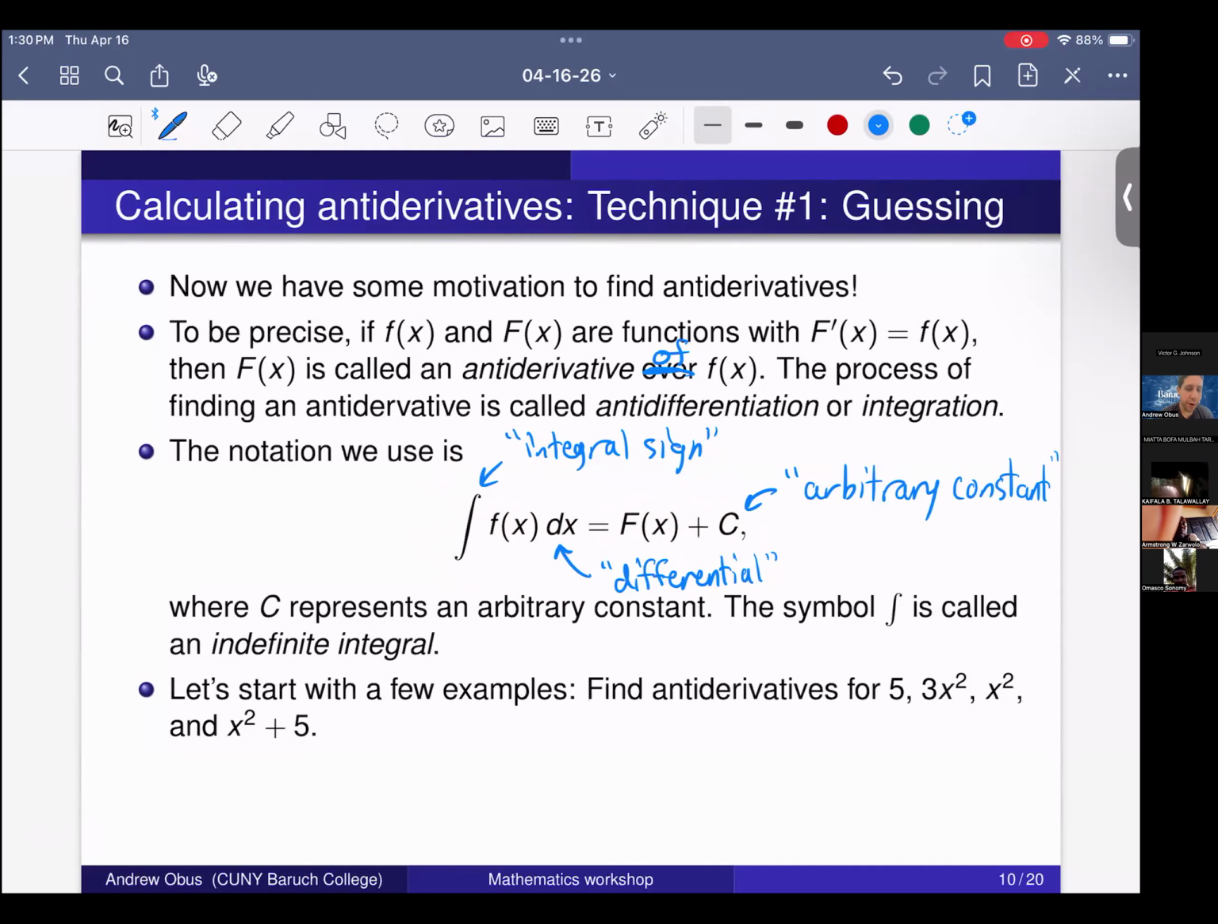Right, we have an arbitrary constant over here. And what's an arbitrary constant? The point is what we said before. If capital F, if you take its derivative to get little f, well, if you just add some constant to it, that's never going to change the derivative, right?